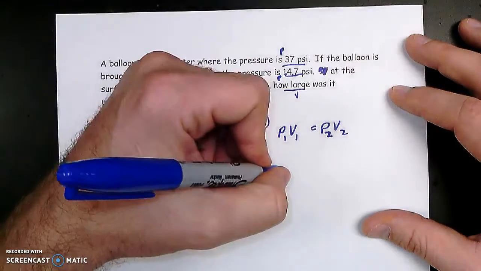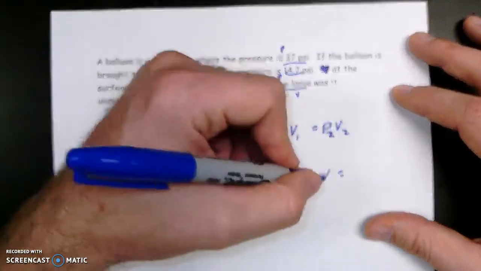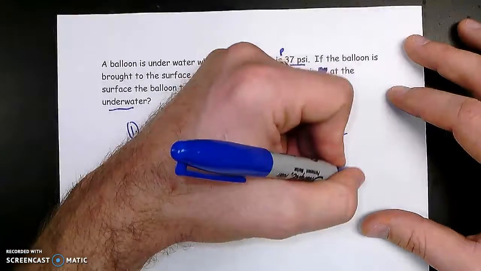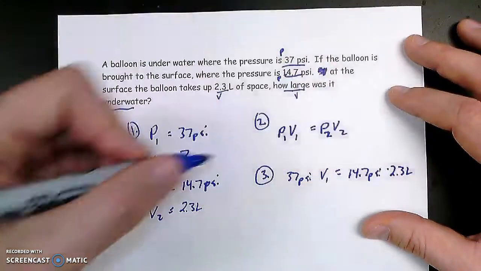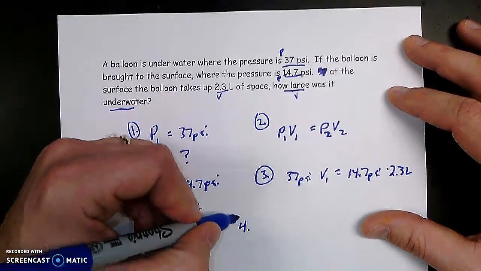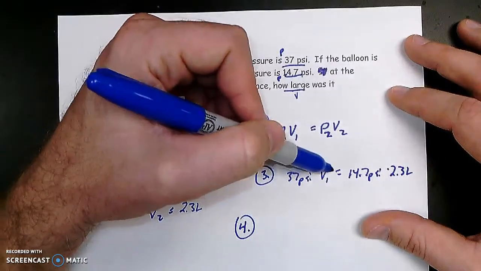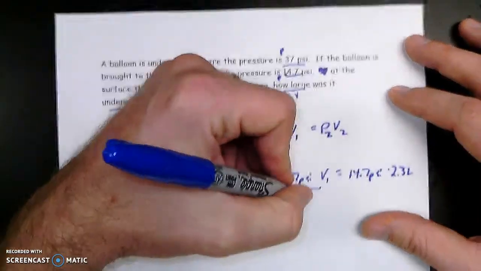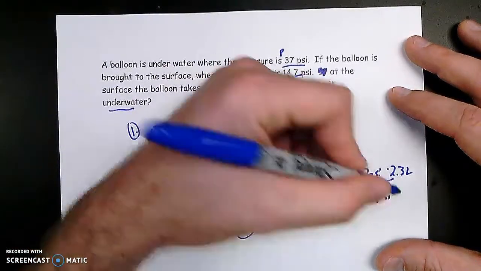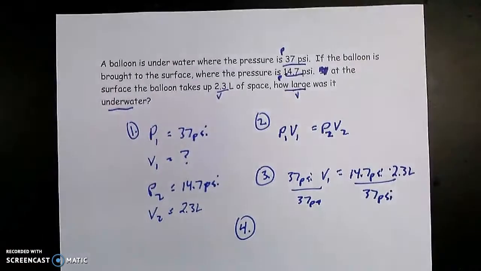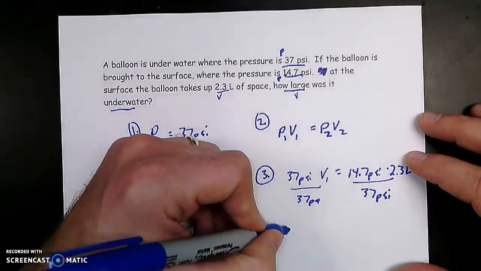So we'll go 37 psi times V1, the volume 1 that we're looking for, equals 14.7 psi times 2.3 liters. So then to solve this one, right, we're multiplying these 2 and dividing by this 37. So then I'll divide both sides by 37 psi. So we just multiply by the top and divide by the bottom.